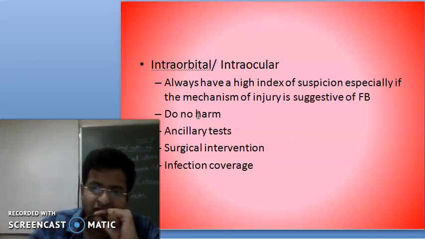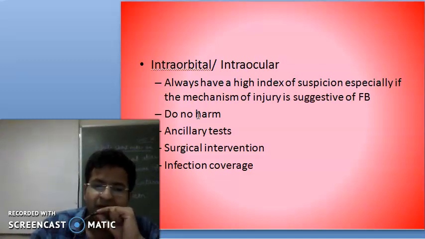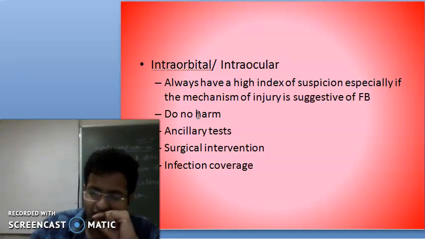If the foreign body is intraorbital or intraocular, I always have a high index of suspicion, especially if the mechanism of injury is suggestive of a foreign body. Do not harm the eye more than the foreign body. The tests CT, MRI can be done, B scan can be done. Surgical intervention is to be done with a vitrectomy if there is actually an intraocular foreign body. If it is intraorbital, we can do the orbitotomy, like in missile injuries, and infection coverage has to be taken care of for sure.